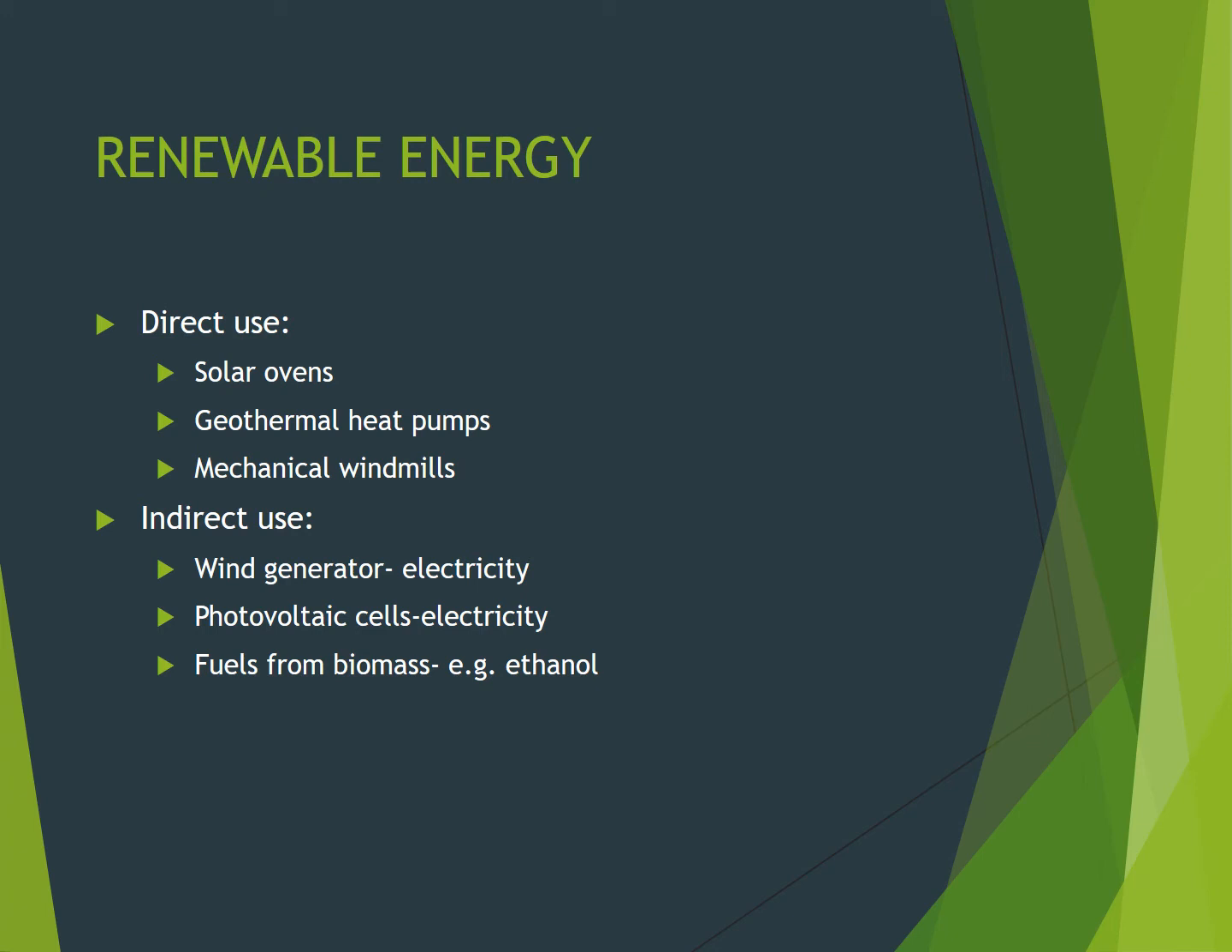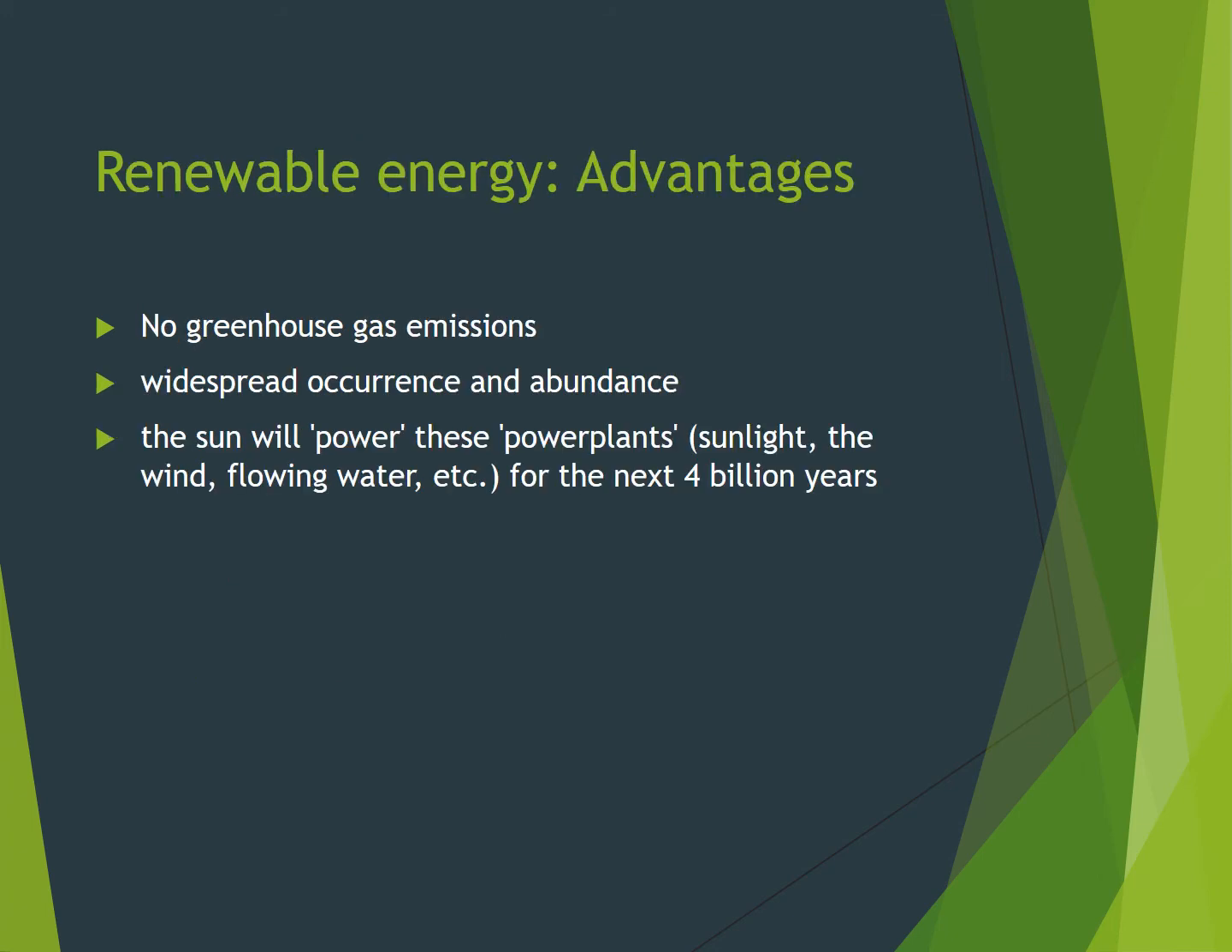Okay. And fuels from biomass can be direct if, for example, you burn a piece of timber to get heat and light from it. That is direct use. But if you use the biomass to produce other fuel, for example, ethanol, then it is called indirect use. So these are the two ways of using renewable energy. So the advantages of renewable energy, as you know, are that there should be no greenhouse gas emissions. It should be widespread and abundant. It will provide energy for us for a long time.